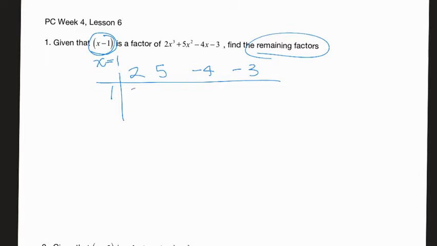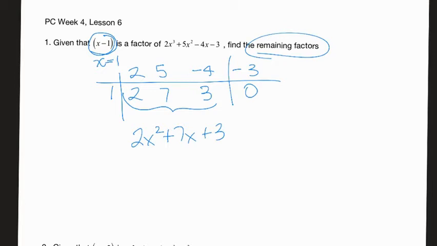So let's see, you bring the first number down, you multiply and get 2, you add and get 7, you multiply and get 7 and add and get 3, you multiply and get 3 and add and get 0, right? So these are what are called the coefficients of the depressed polynomial. Okay, so I should have 2x squared plus 7x plus 3.